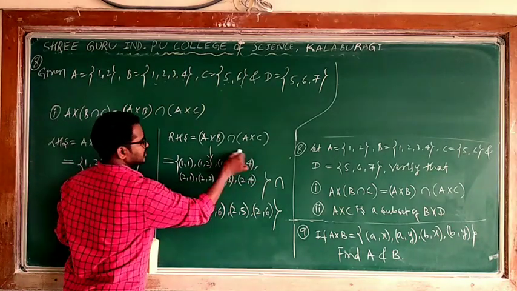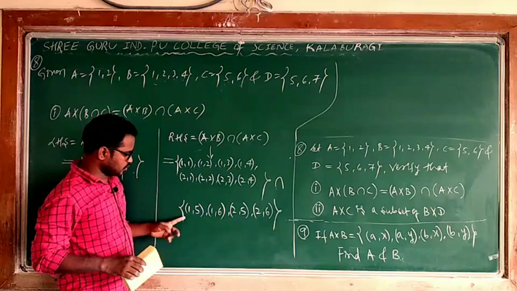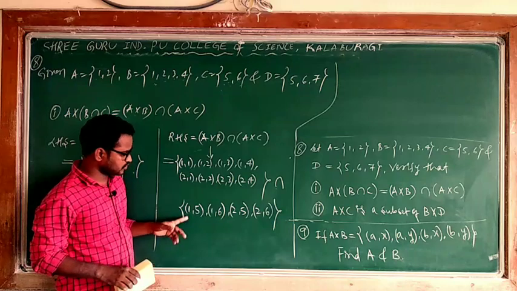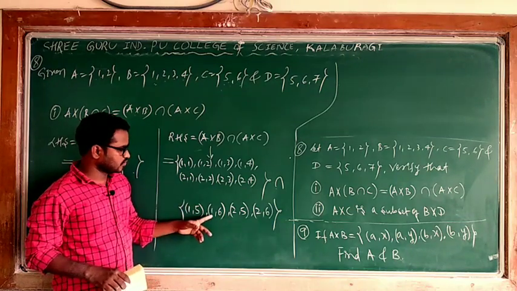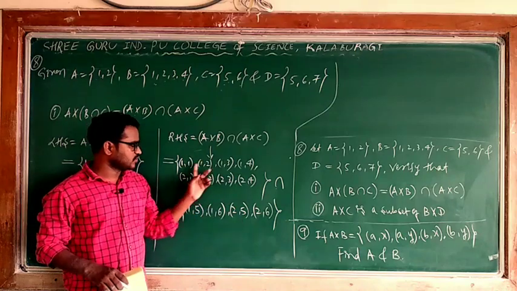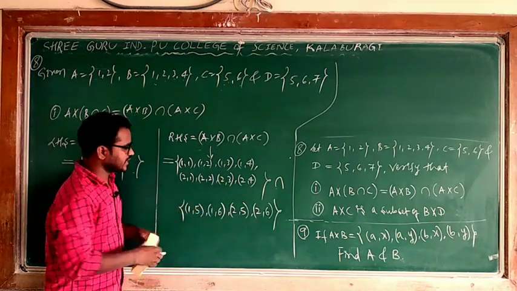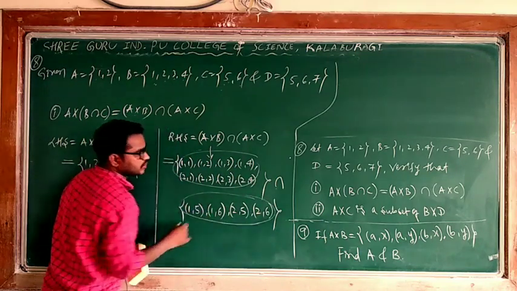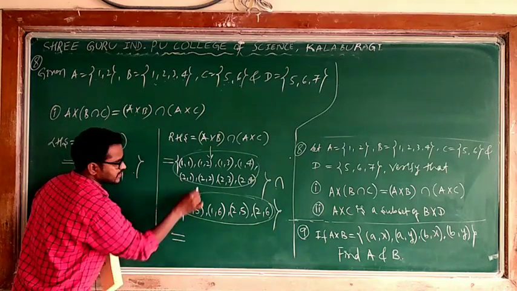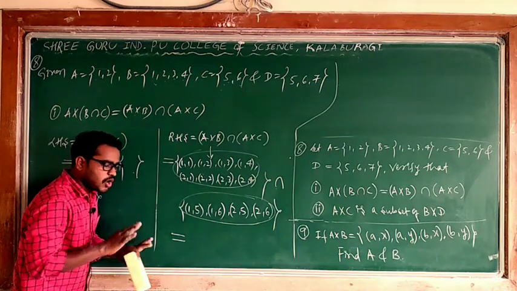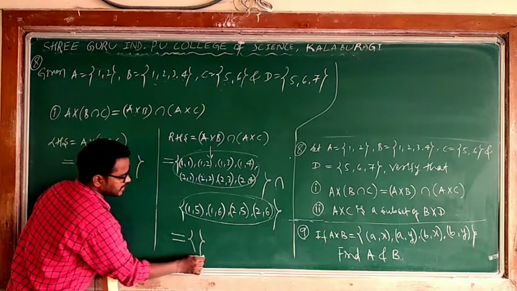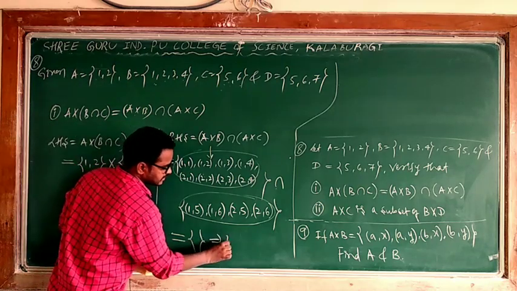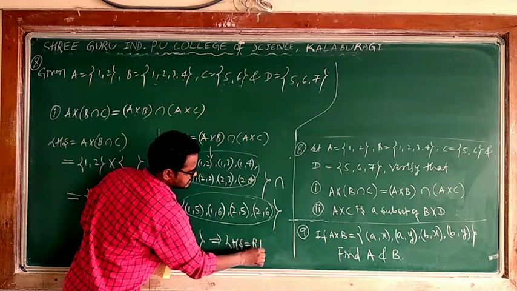Is any ordered pair common between these? (1,1), no. (1,2), no. (1,3), no. (1,5), no. (1,6), no. (2,5), no. (2,6), no. This set and this set have no common elements, which means no ordered pair is common. So it is also empty. Therefore, LHS is empty and RHS is also empty. It implies that LHS is equal to RHS.